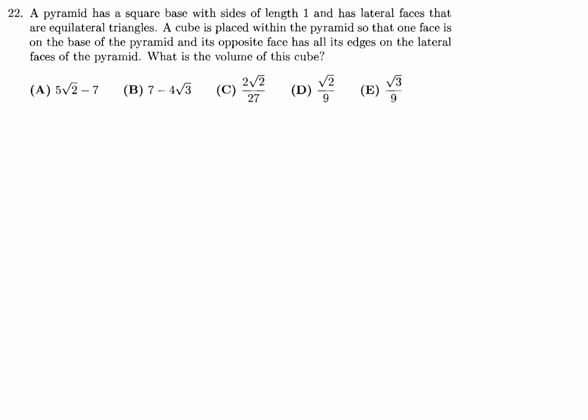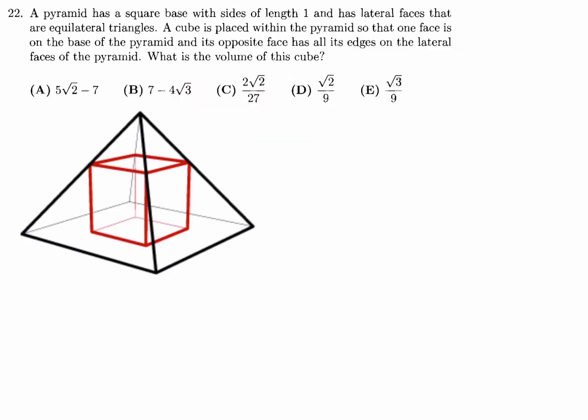A pyramid has a square base with side of length 1 and has lateral faces that are equilateral triangles. A cube is placed within the pyramid so that one face is on the base of the pyramid, and its opposite face has all its edges on the lateral faces of the pyramid. What is the volume of this cube? Of course, we will need a diagram to illustrate this. And here is such a diagram. This perfectly summarizes what the question is talking about.